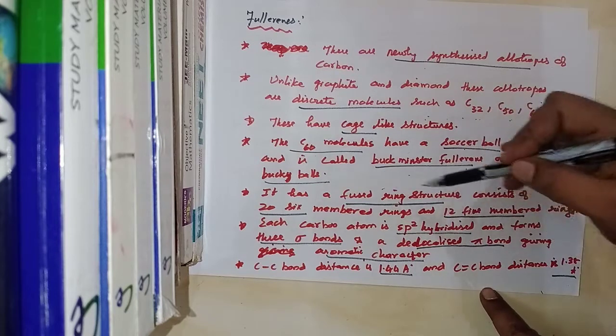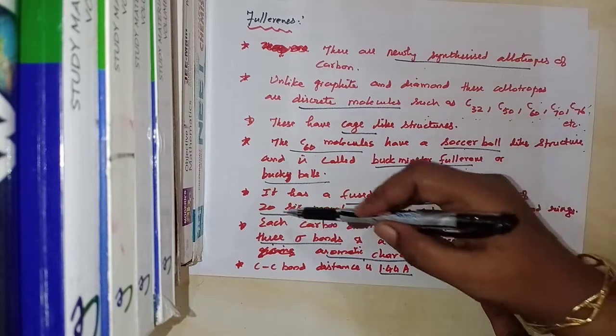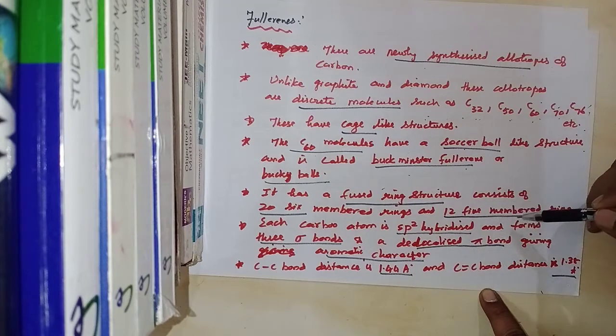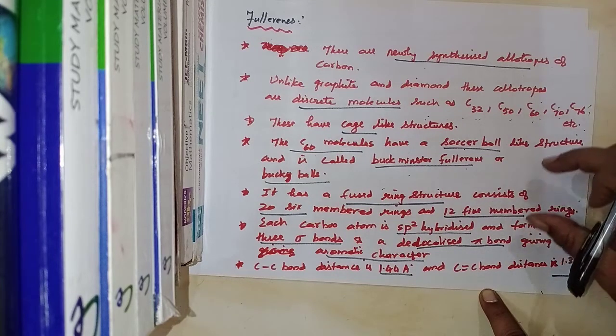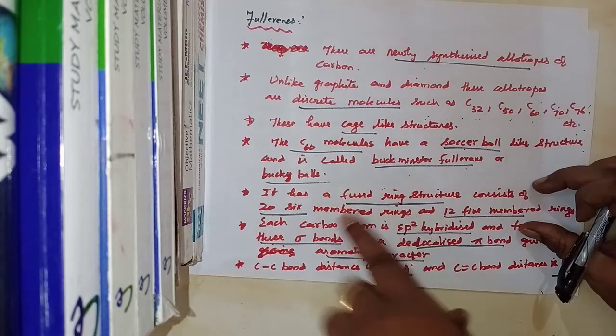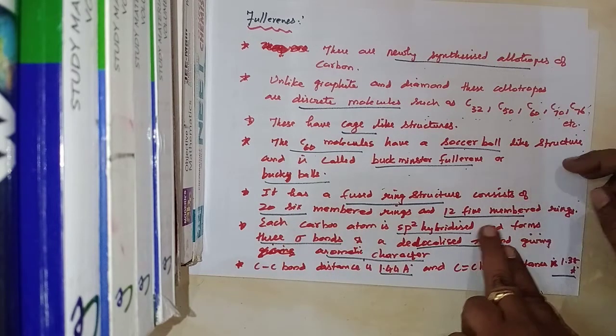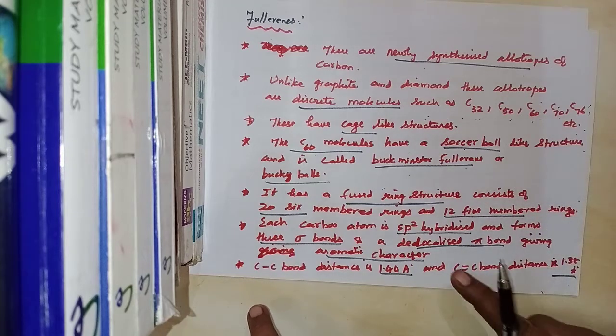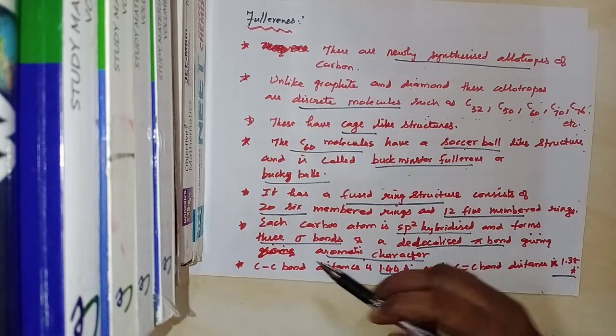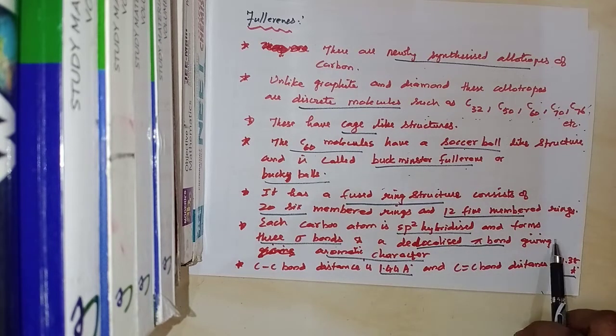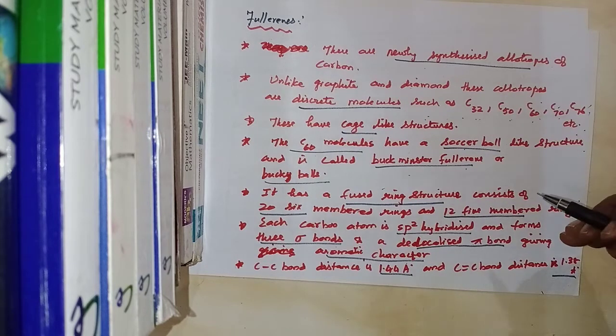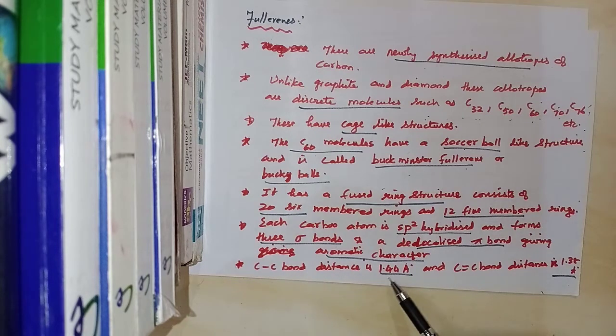It has a fused ring structure consisting of 20 six-membered rings and 12 five-membered rings. Each carbon atom is sp2 hybridized and forms 3 sigma bonds, and the delocalized pi bond gives an aromatic structure, because both the 5-membered and 6-membered rings are aromatic. The carbon-carbon single bond distance is 1.44 angstroms and the carbon-carbon double bond distance is 1.38 angstroms.